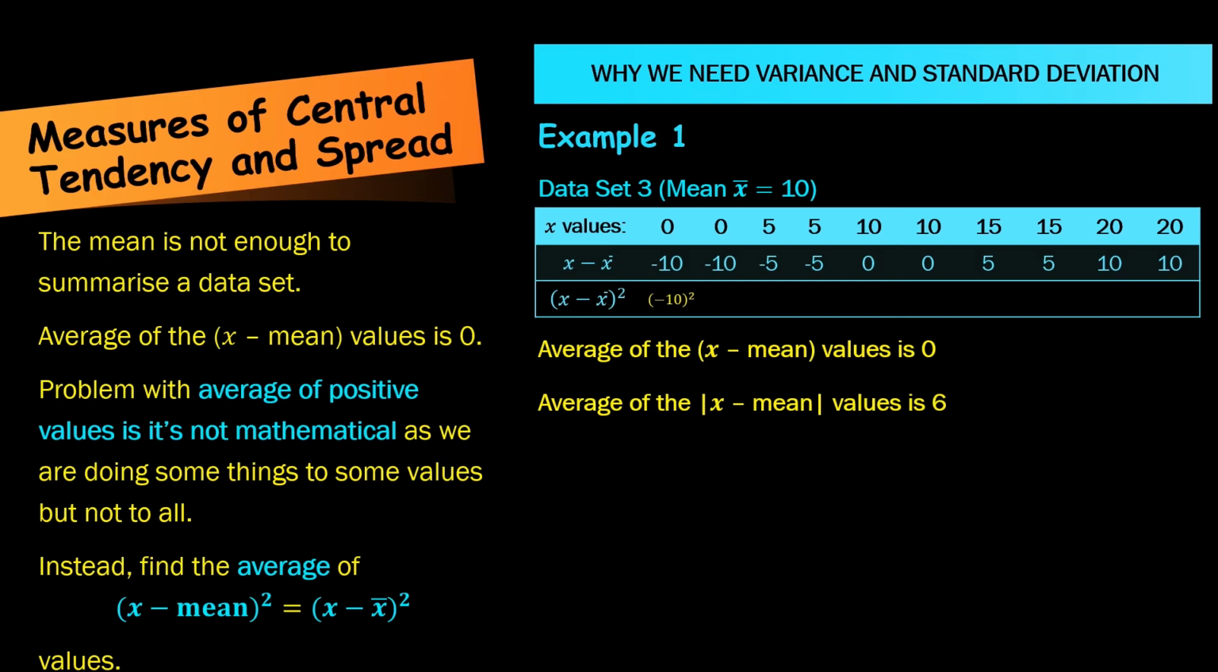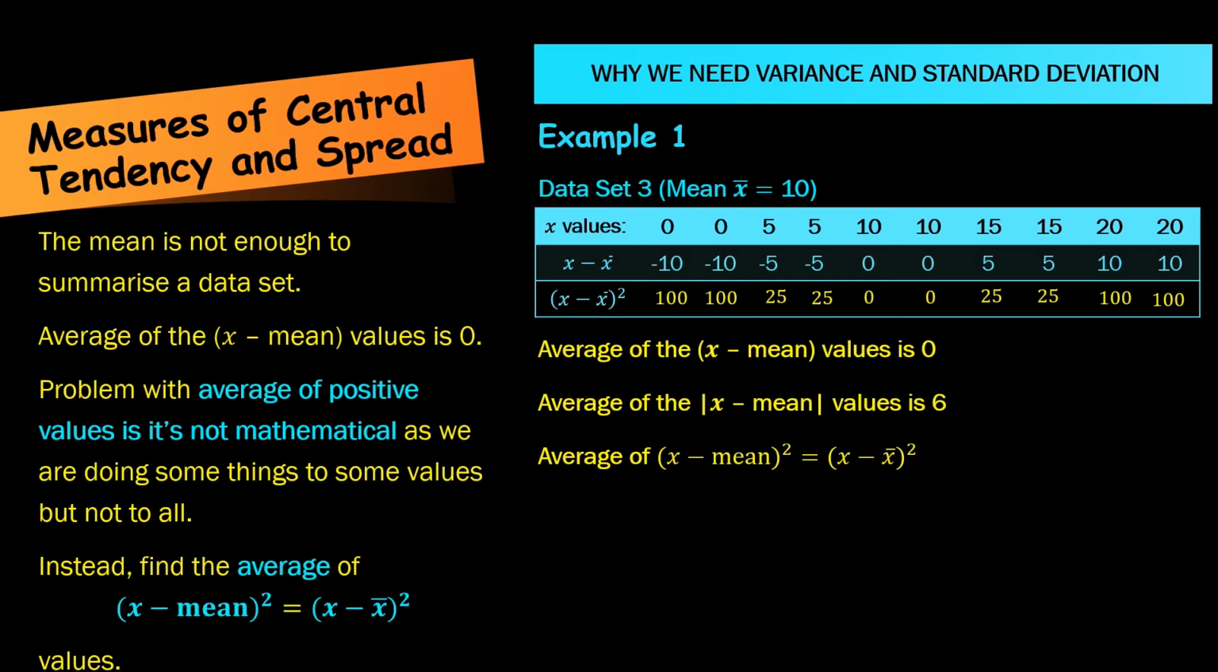So if we square the first value, we have minus 10 all squared, which is 100, and 100 again, and minus 5 squared is 25, and again 25, 0 squared is 0, and again 0 squared is 0, 5 squared is 25, and another 5 squared is 25, 10 squared is 100, and finally 10 squared again is 100.